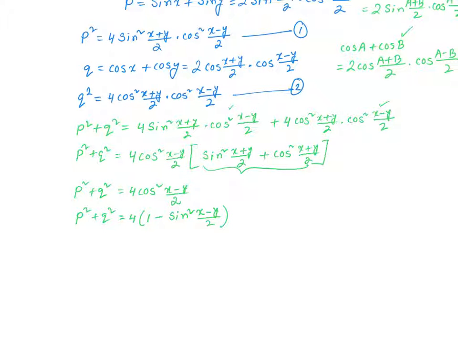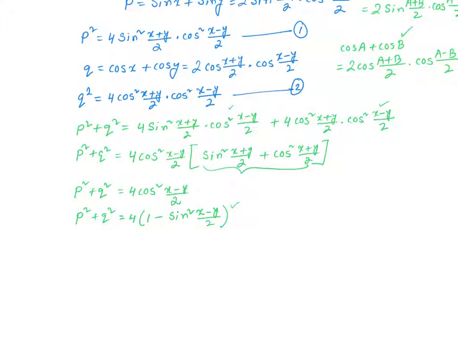Now look, that cosine square of x minus y over 2, I could write as 1 minus sine square of x minus y over 2. That comes from the formula sine squared theta plus cosine squared theta is equal to 1. So if you subtract cosine squared theta from both sides, you get sine squared theta is equal to 1 minus cosine squared theta. If you want to find cosine squared theta, you can do the same thing. So anyway, let's go ahead and simplify it further.